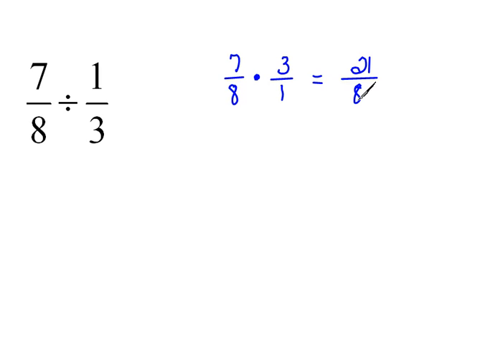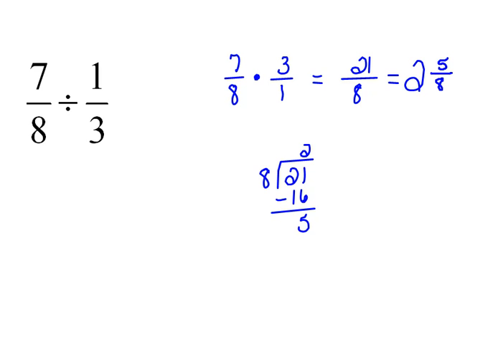So this one we can change into a mixed number, and in order to do that we'd have to do our division. 21 divided by 8. So let's see, 8 will go into 21 2 times. 2 times 8 is 16, and when we subtract, 21 minus 16 is 5. So this as a mixed number would be 2 whole numbers and 5 out of 8 left over. So it would be the mixed number 2 and 5/8.